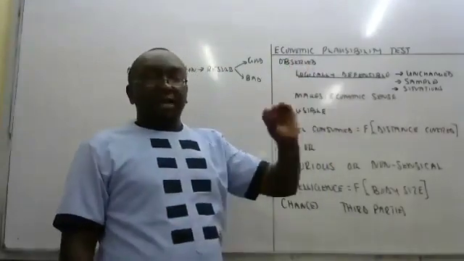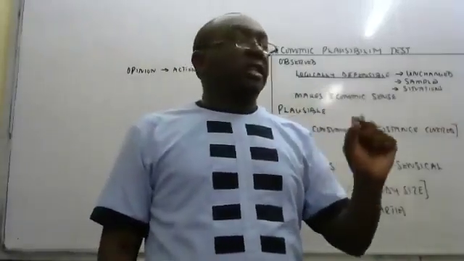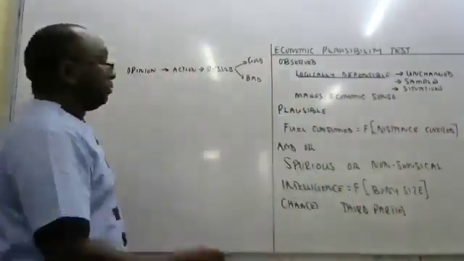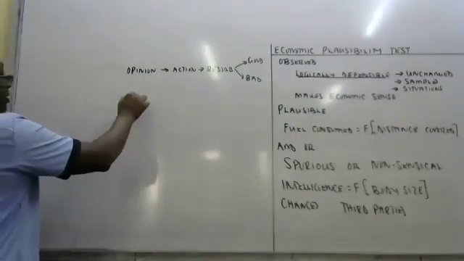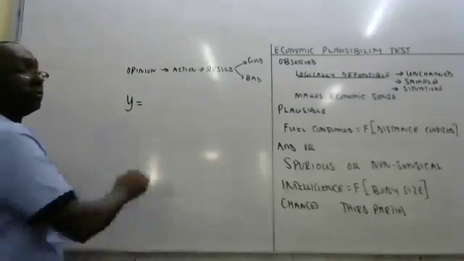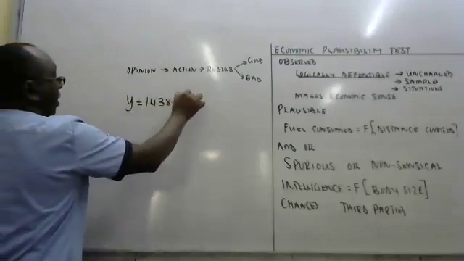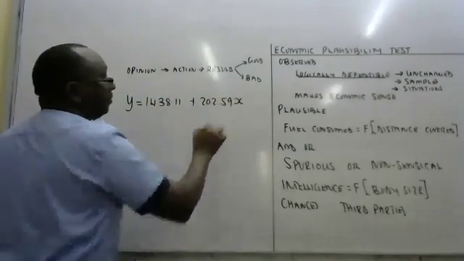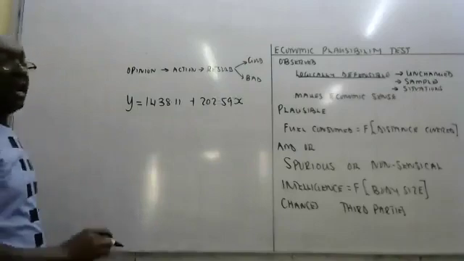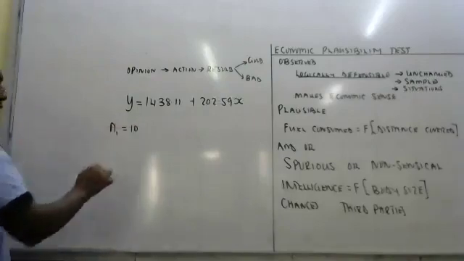By being logically defensible, we mean it will remain unchanged as you change the samples. For example, take the equation we got for this question: y is equal to 1430.11 plus 202.59x. Now, this one was arrived at when we had a sample 1 which had 10 items.